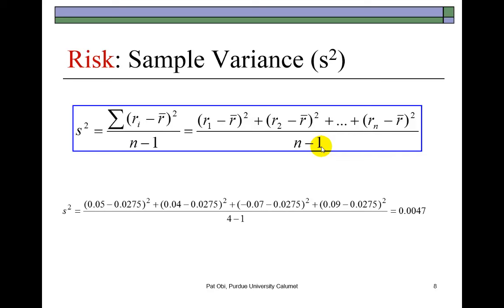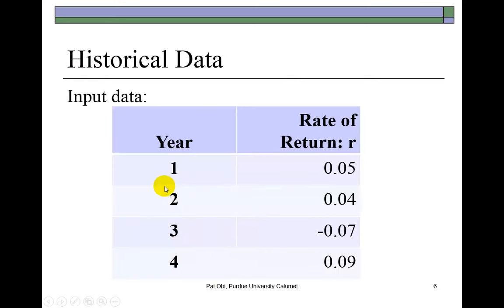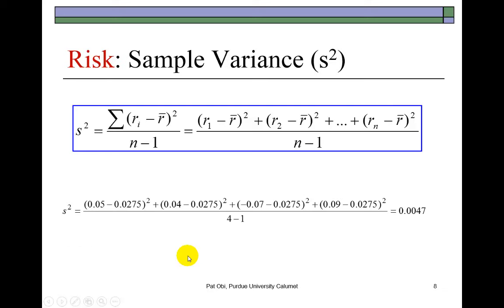So in this example, since we have only 4 observations, which is a sample size of 4, then degrees of freedom would be 3, and that's what you see right here, 4 minus 1. So final answer, 0.0047. And this is our measure of the absolute risk of this investment.